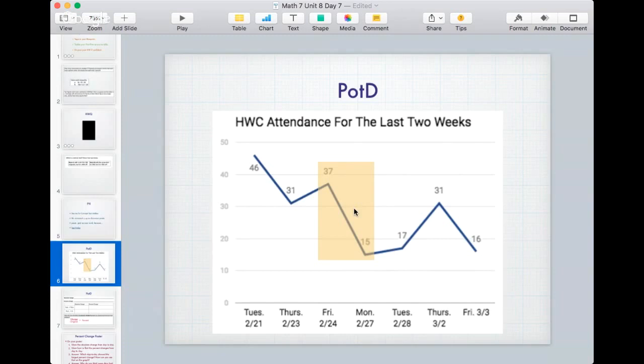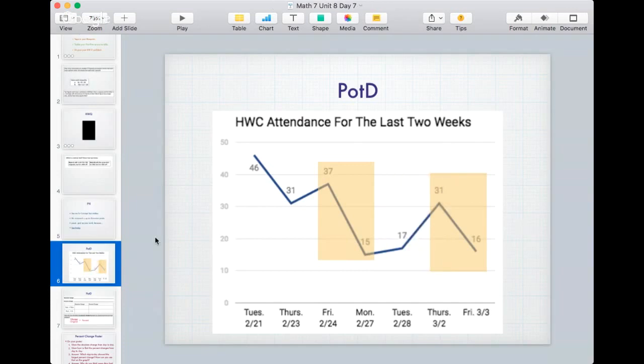I pushed people, though, a little bit on this because I said, are there any other places where you think there was a great deal of change? And some people ended up saying that they thought this was a place where there was a lot of change, 31 down to 16, because even though the drop wasn't 22 people, they were actually starting out from a smaller number. And even here, from 17 up to 31, you were starting at 17, going up to 31. That seemed like that could be a biggish change too.